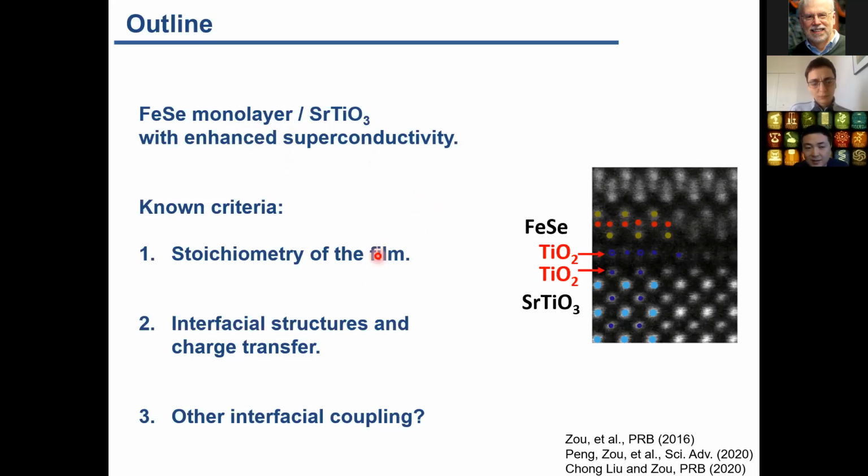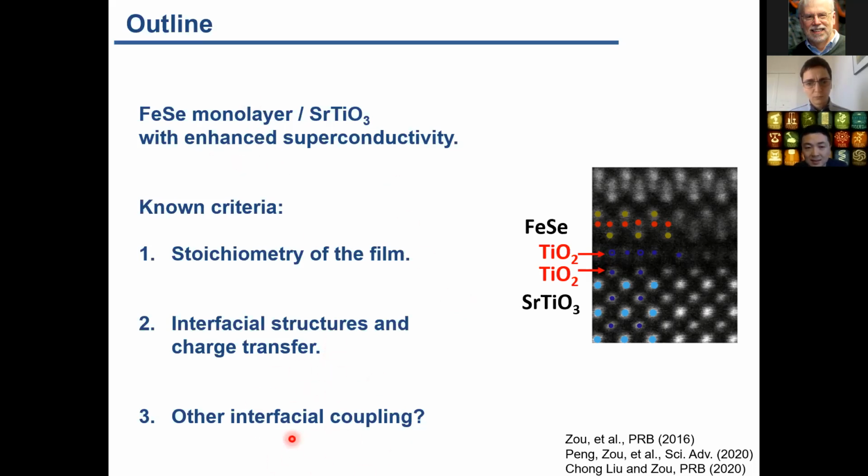Today I'm going to cover several known criteria. First of all, the stoichiometry of the film is very important, critical to achieve this high TC superconductivity. The second thing we know for sure now is that the STO has to have a specific interfacial lattice structure, which promotes the charge transfer from STO to iron selenide. And the charge transfer from STO to iron selenide is another key ingredient for the monolayer to be superconducting.